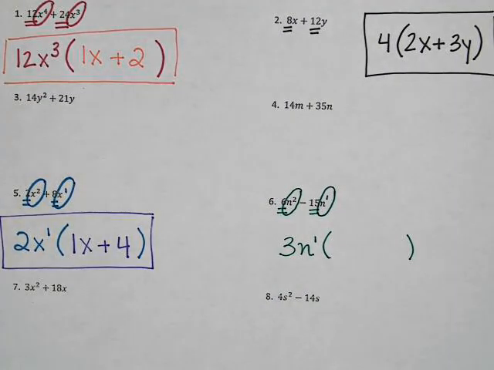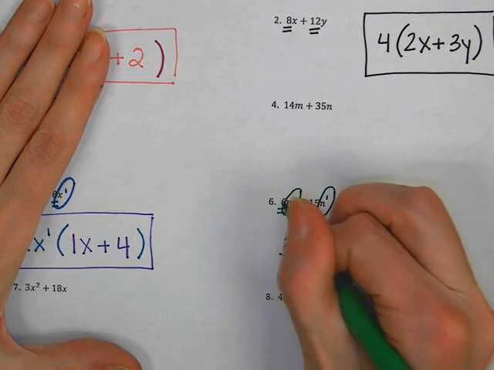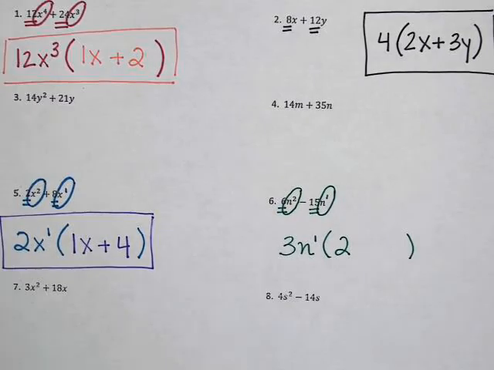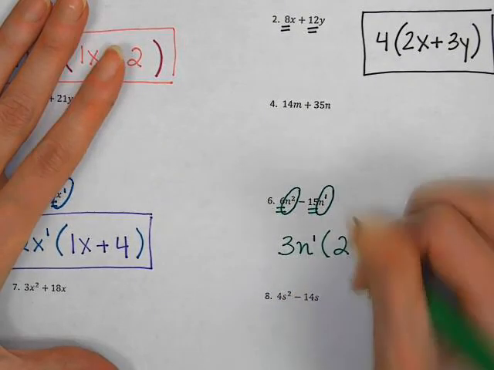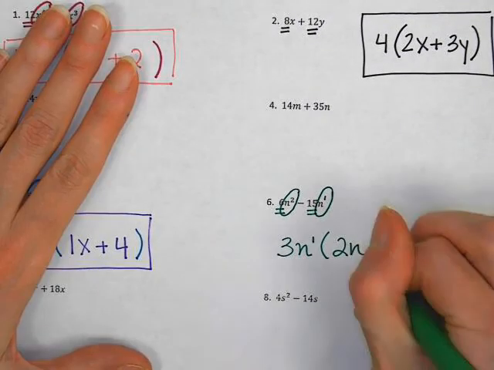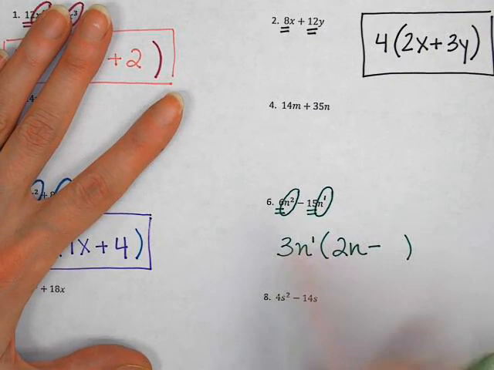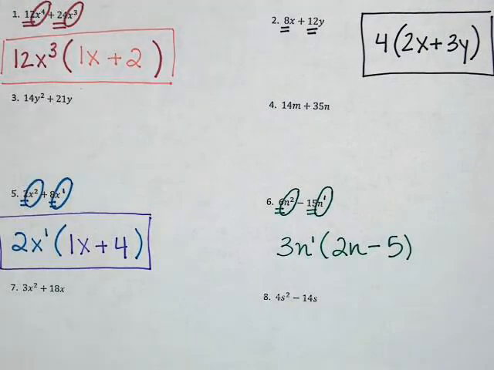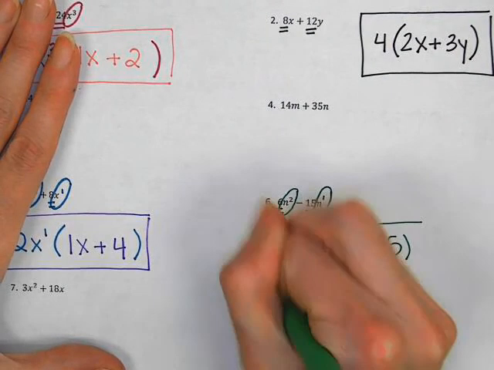All right, divide and subtract. 6 divided by 3 is 2. And if you subtract the exponents, there is 1 n left. And then minus sign. 15 divided by 3 is 5. But the 1 minus 1 is 0, so it's gone. So we are done.